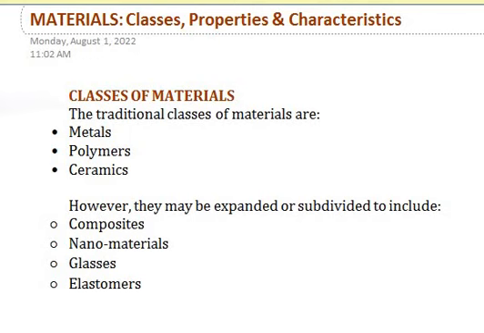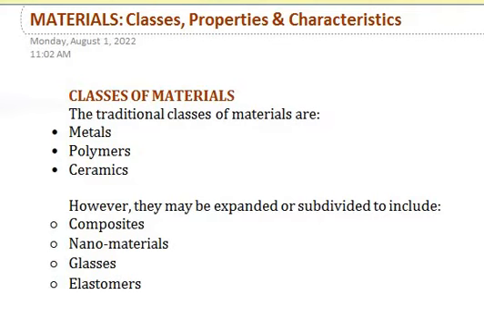My name is Fatma Garba Yusuf, and today we are going to talk about classes, properties, and characteristics of materials. First, we're going to start with classes of materials. So here we have the traditional classes of materials: number 1 metals, number 2 polymers, and number 3 ceramics.